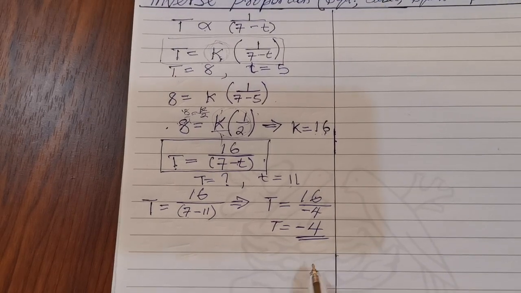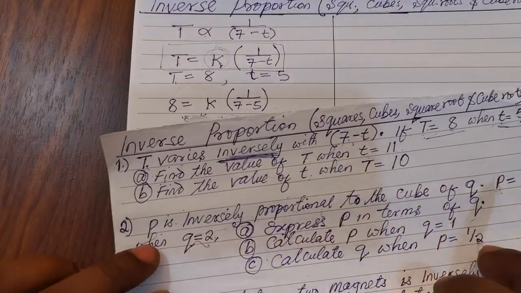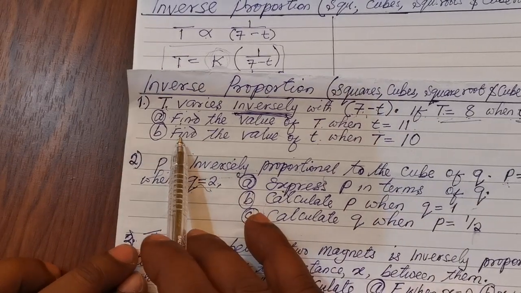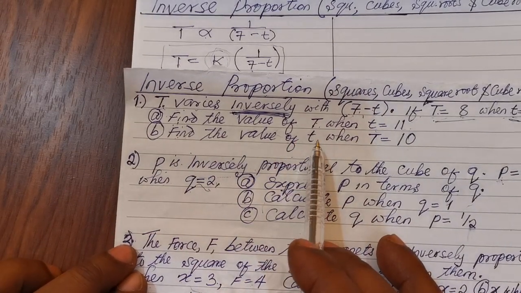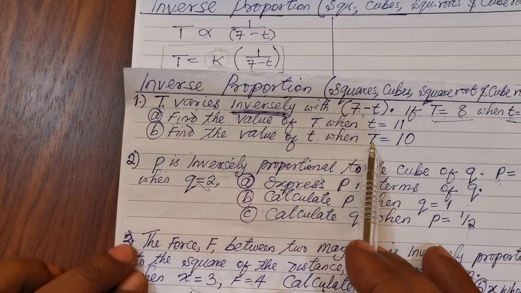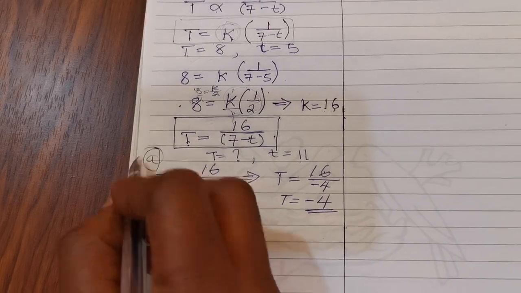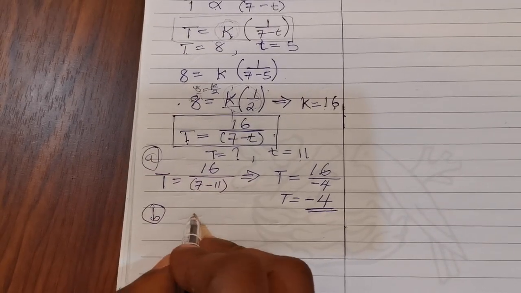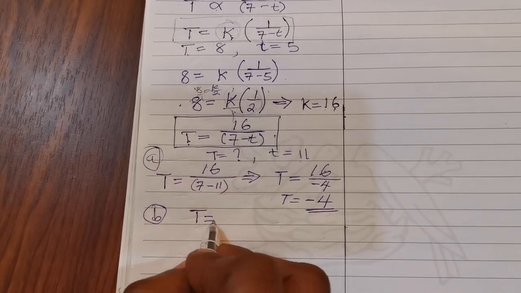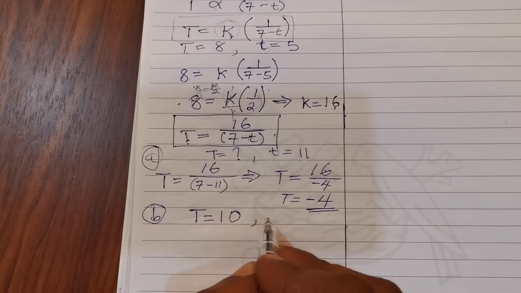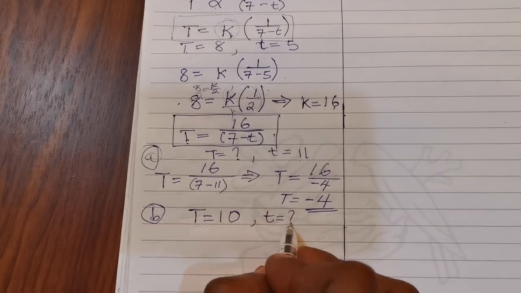Okay, now the next question that follows also says, find the value of small t when capital T is equal to 10. Okay, so here, this is my A. So B, we are looking for the value of small t. Capital T, this says, is equal to 10, and the small t is what we don't know.